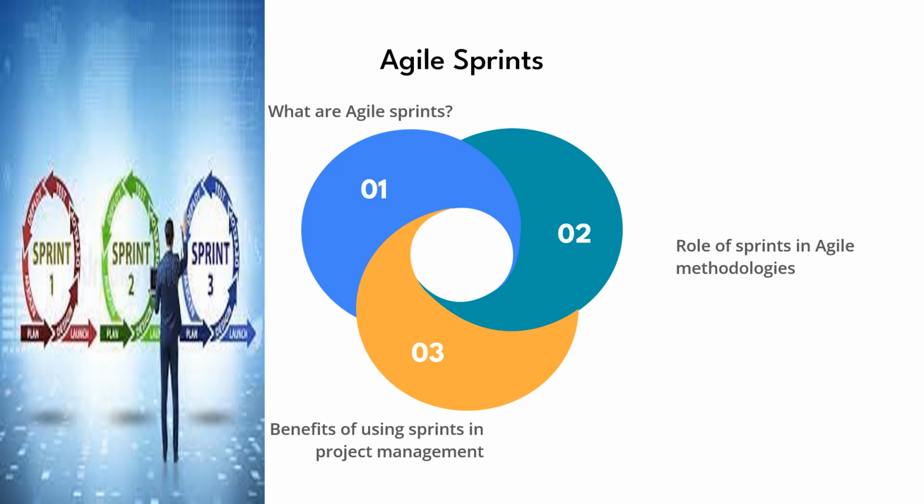Focused work. During a sprint, the team selects a subset of backlog items to work on. These items are chosen based on their priority and complexity. Incremental development. At the end of each sprint, the team produces a potentially shippable increment of the product. This means that the product becomes progressively more complete with each sprint. Daily stand-ups. Agile teams hold daily stand-up meetings during sprints to discuss progress, challenges, and plans for the day. These short meetings encourage transparency and communication.